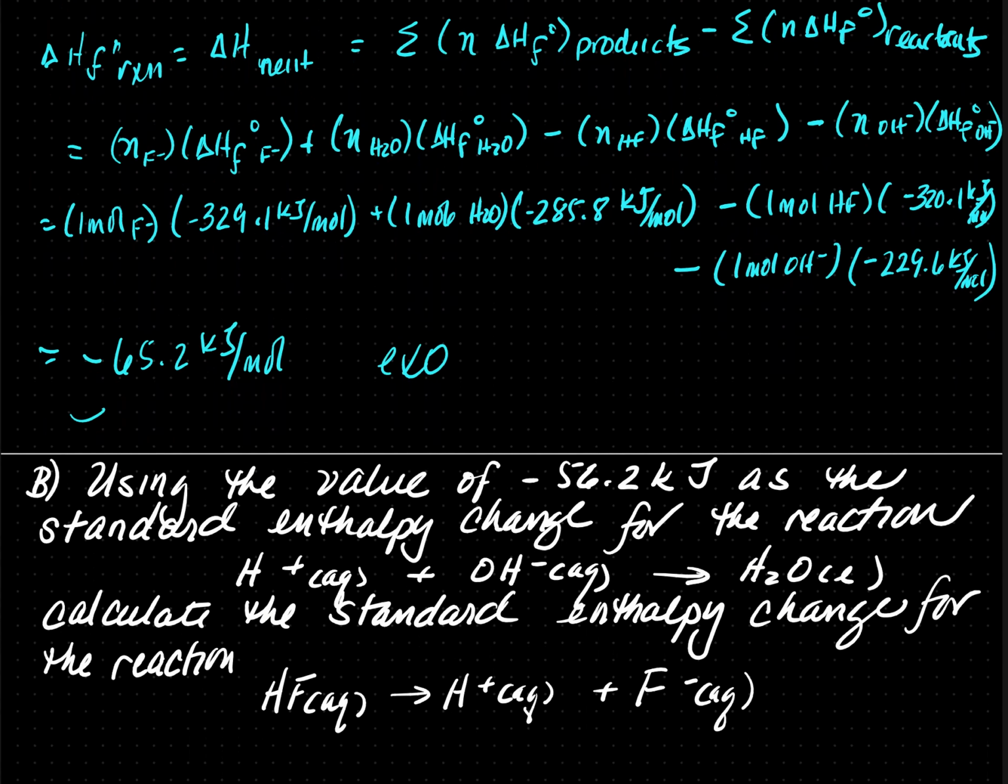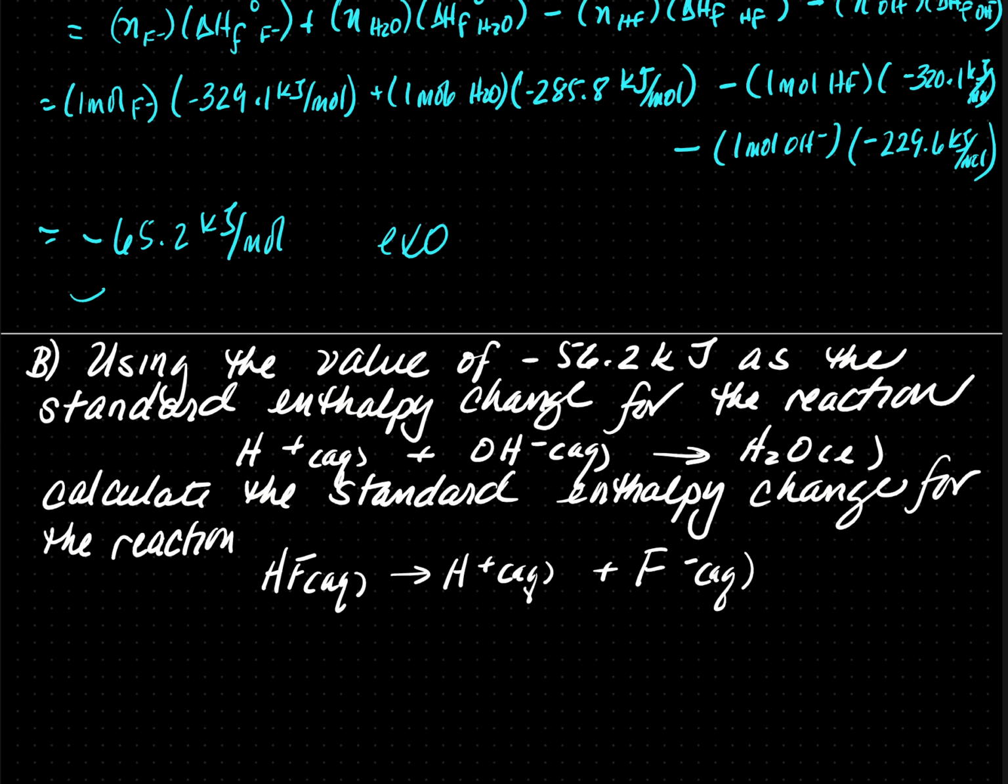In part 2, it says using the value of negative 56.2 kilojoules as the standard enthalpy change of the reaction of the formation of liquid water, so H plus and OH minus will produce H2O, calculate the standard enthalpy change for the reaction. Now this becomes Hess's law. So what part B is telling you, this equation right here, the overall equation, which is the dissociation of the weak acid hydrofluoric acid into its ions, occurs in 2 steps.